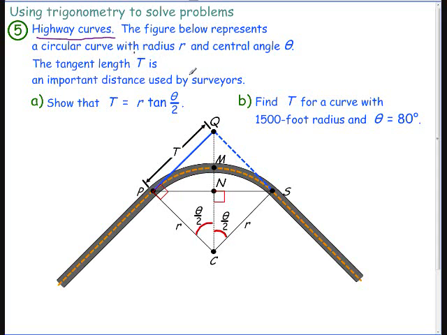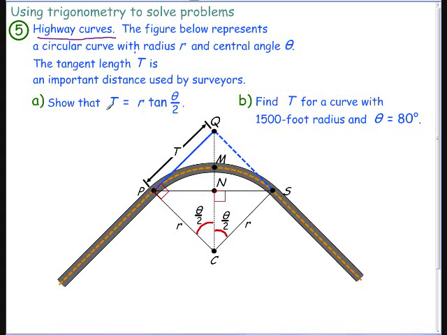Circular curve with radius r. Where's that radius? Well, if this is the vertex, this is the radius right there and there. The tangent length. Now, we haven't talked about tangent at all, but you did learn this in geometry, didn't you? That the tangent line to a circle is the line that only touches one point of the circle, and it is always perpendicular to the radius of the circle.